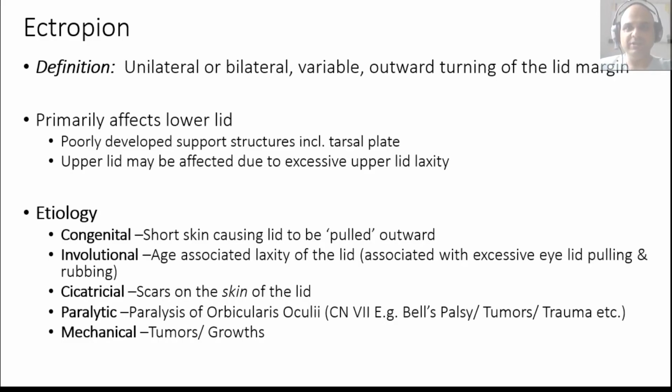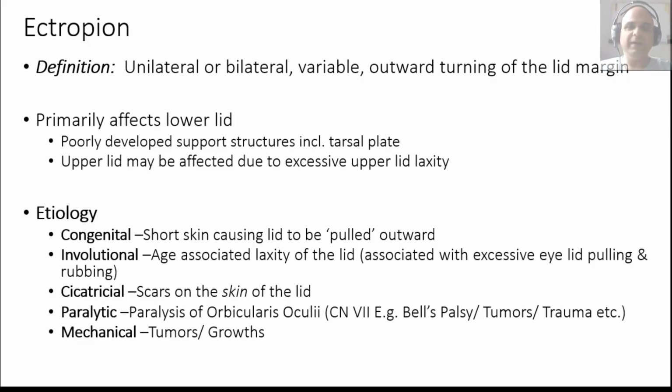The first being congenital. It is because you have really short skin of your lid, which is pulling the lid margin outwards. Involutional is the most common type, and this is the type which happens with age. Because with age, your supporting tissue is getting weaker, and this allows excessive laxity of the lid, which allows the lid margin to fall anteriorly.